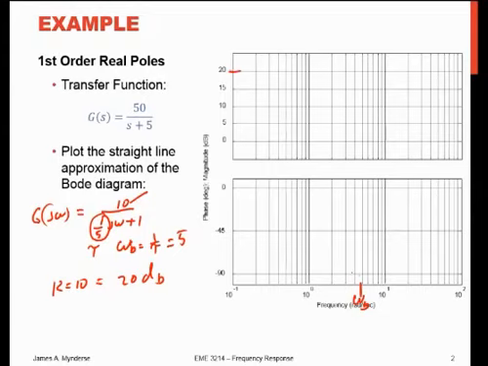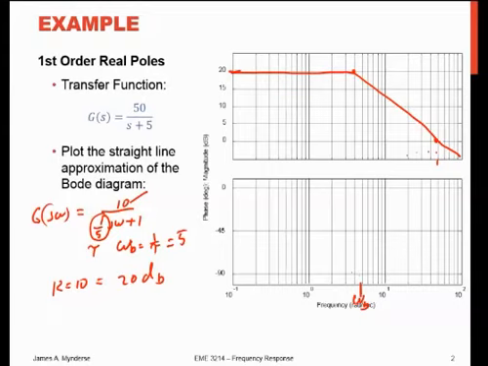I will draw my straight line to my break frequency 5, draw that across, and then for my straight line approximation, since there's a single pole, I'm going to roll off at 20 dB per decade. So I go from 5 to 2, 3, 4, 5. There's my decade, and 20 dB down gets me to that point. So I can connect those, and that's my straight line approximation of the magnitude.